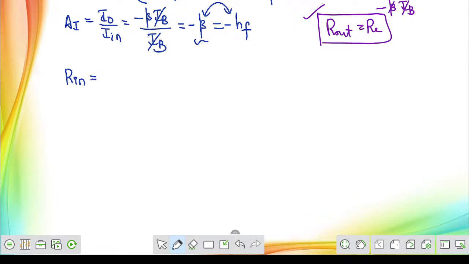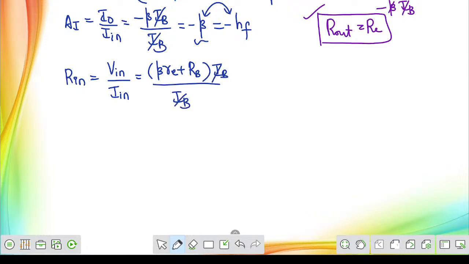When we are observing input resistance, that is nothing but the ratio between input voltage and input current. As we know, we already did this, input voltage is beta times RE plus base resistance RB, am I correct, sir, into base current IB. This is input voltage, and input current is nothing but base current, so this will get cancelled. So the value of input resistance, we can simply define, is equal to what? This value is going to be beta times RE plus base resistance RB. That's it, sir. That's it.